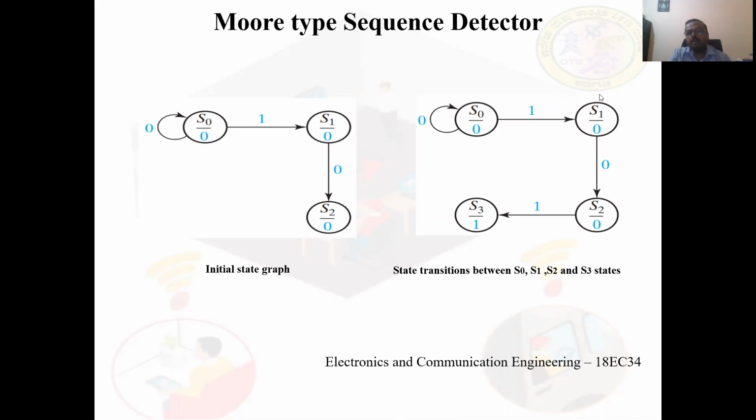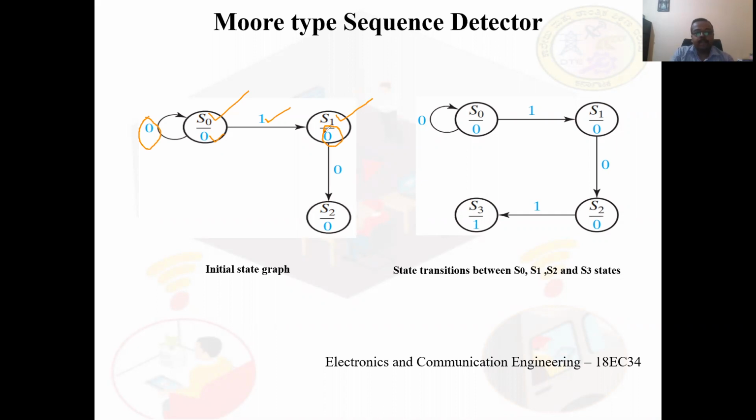Now, how this works? When the present state is S0 and the input received is 0, the next state is equal to S0. And what is the output for this one? The output is 0. Now, when the present state is S0 and the input received is 1, it will go to the new state S1. And what is the output for this one? It is 0 here.